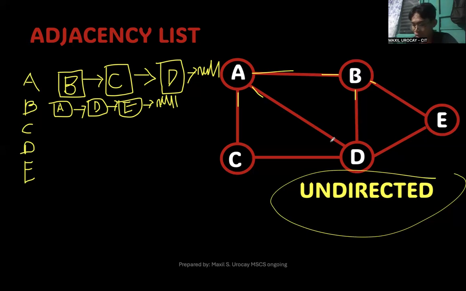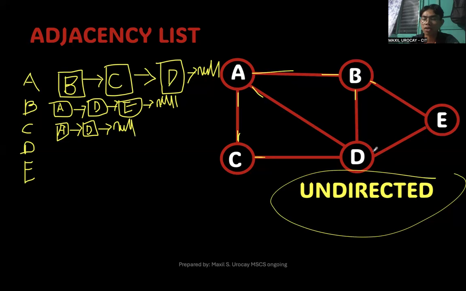Now, let's also move on to letter C. What will be the adjacency of C? I'm so sorry, for letter C, that is A as well as D. So you can put here A and letter D. That must point to null since there's no other adjacent vertex anymore.